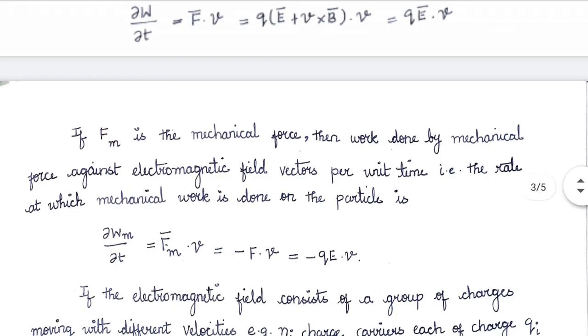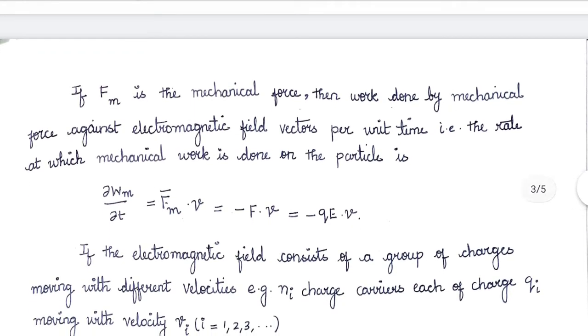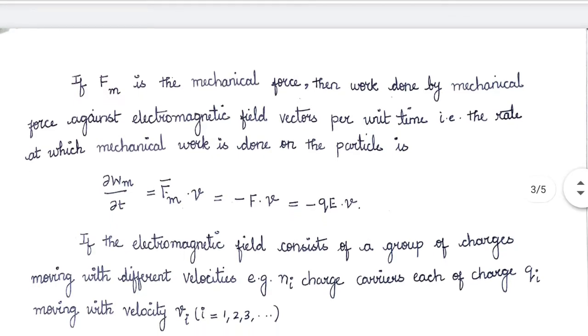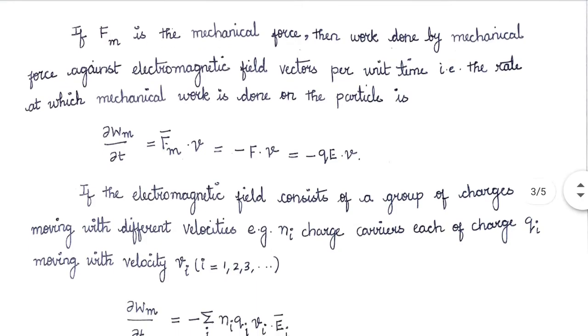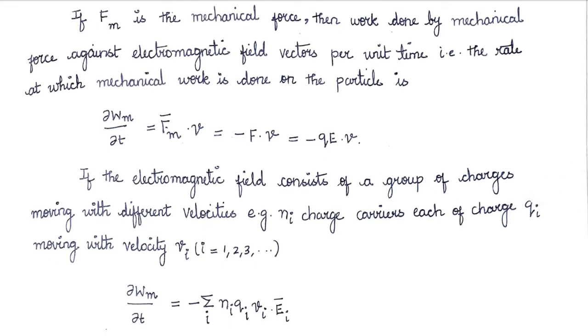If Fm represents the mechanical force, then the rate at which the mechanical work is done on the charged particle is dou Wm by dou t. We can write this as Fm vector dot V, which is equal to minus F dot V. Here a negative sign is introduced because the mechanical force acts against the electromagnetic force. We have already found F dot V, so it is minus Q E dot V.